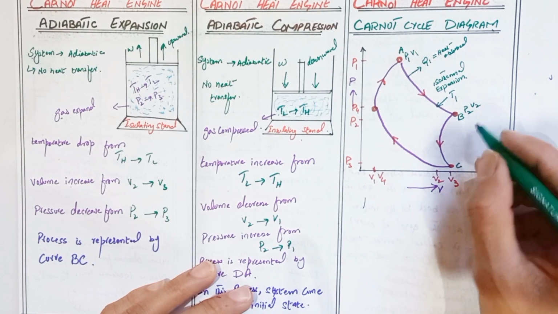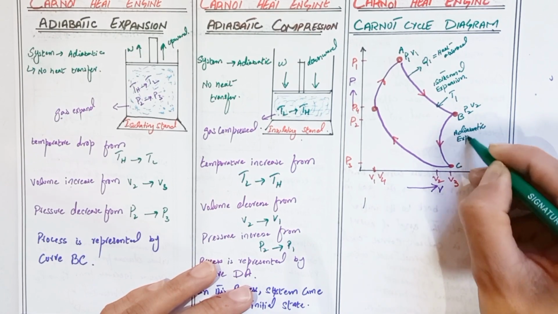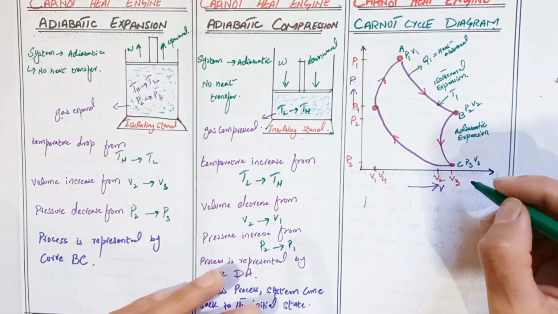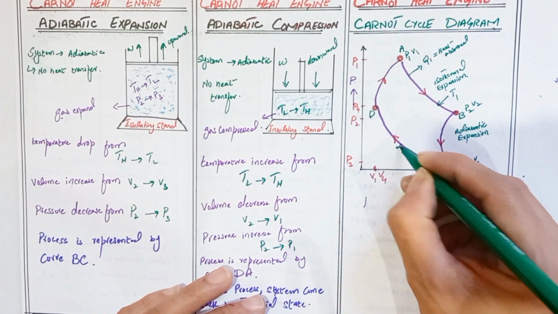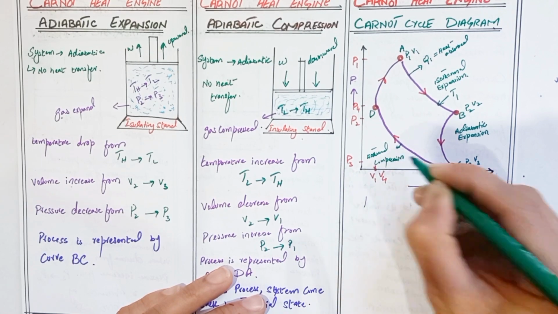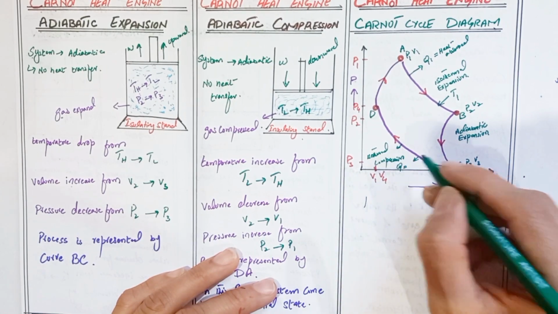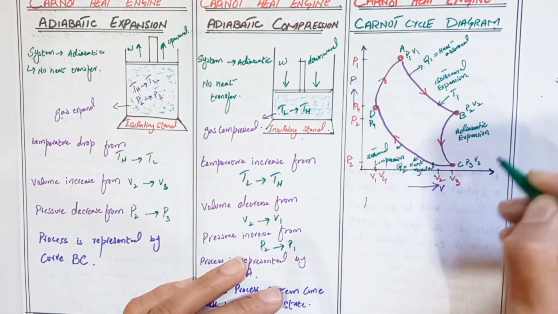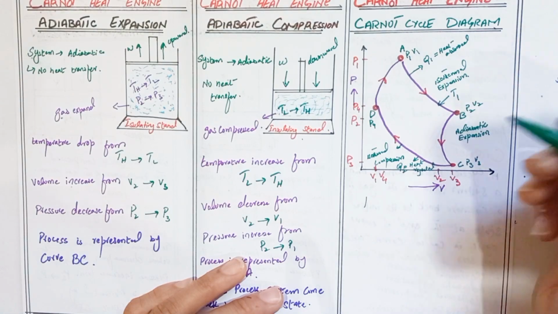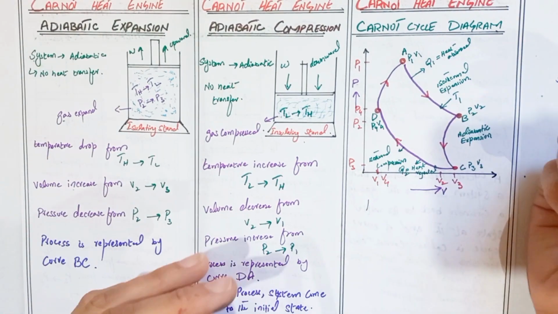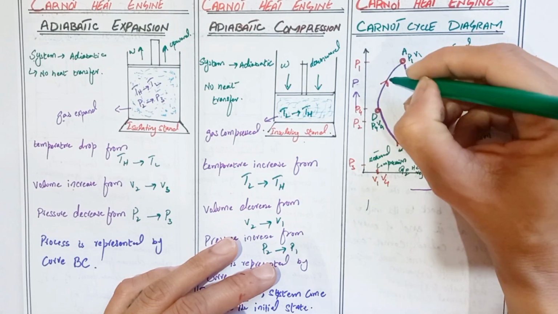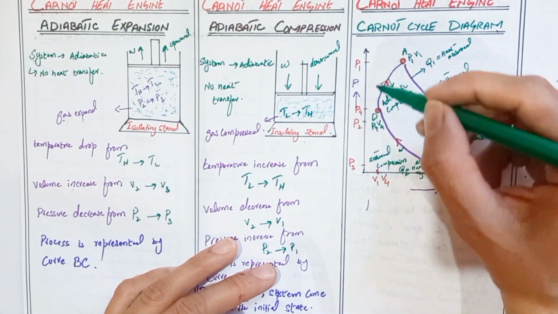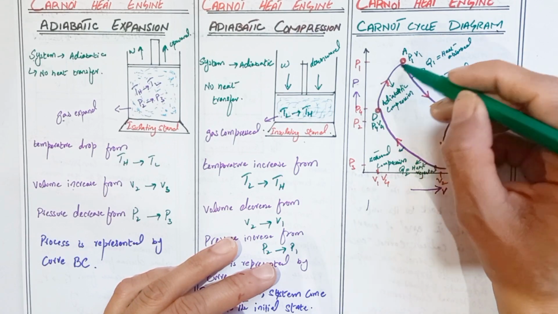The curve BC shows the adiabatic expansion. In this case, pressure is decreased from P2 to P3 and volume is increased from V2 to V3. The graph CD represents the isothermal compression. In this, heat Q2 is rejected, pressure is increased from P3 to P4 and volume is decreased from V3 to V4. The last curve, DA, represents adiabatic compression. In this case, volume returns to the initial state V1 and pressure returns to the initial state P1.